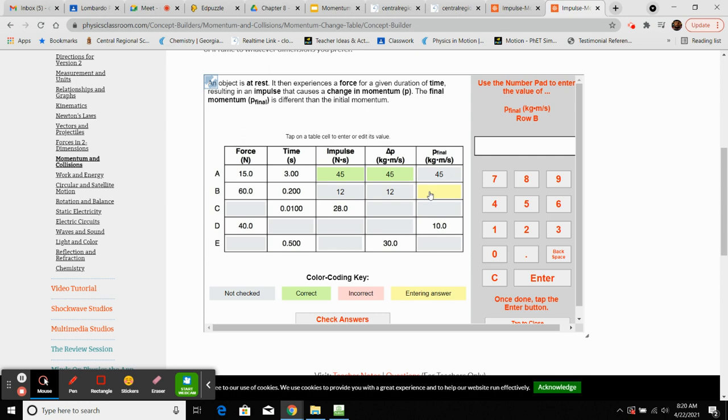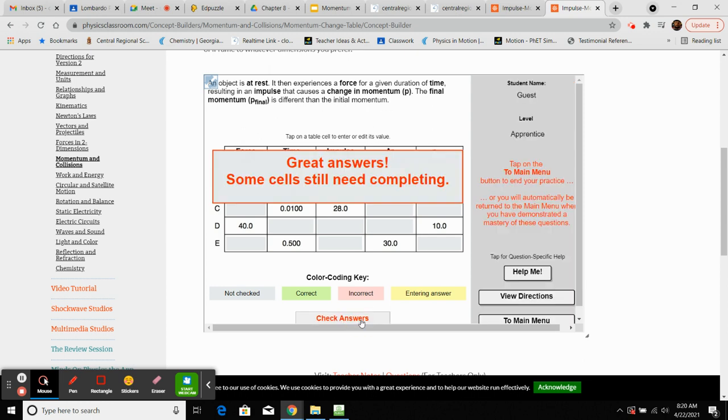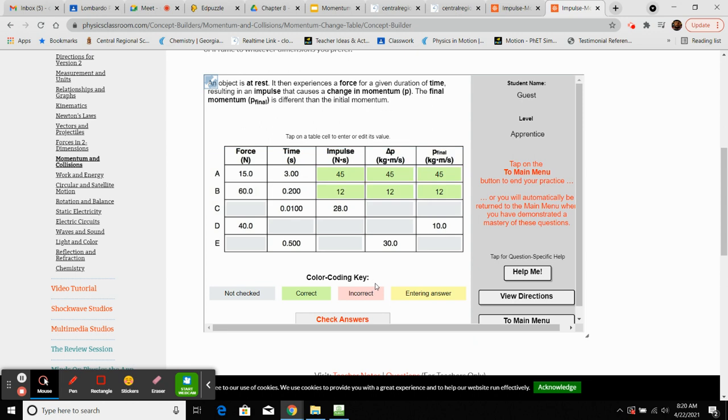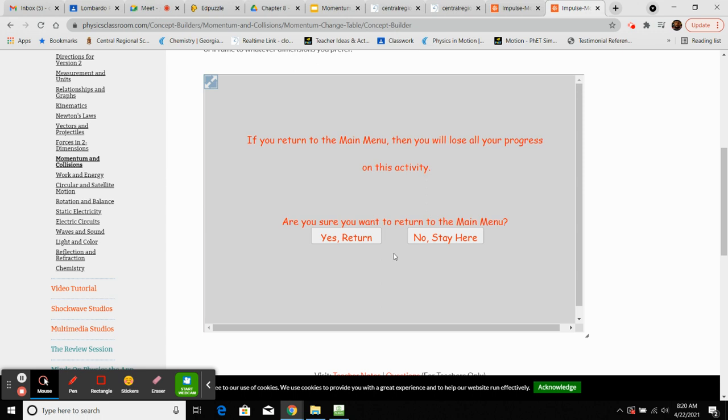But let's say our initial momentum was 10. We know what the force acting on it was, and for how long. It gave us a certain amount of impulse, which changed our momentum by 12. If our initial momentum was 10 and we change it by a positive 12, what would our final momentum have been? 22. Good. As long as you understand that, that's big time. Okay, we can do this again. Check answers. Great. There's a couple different tables to look at.